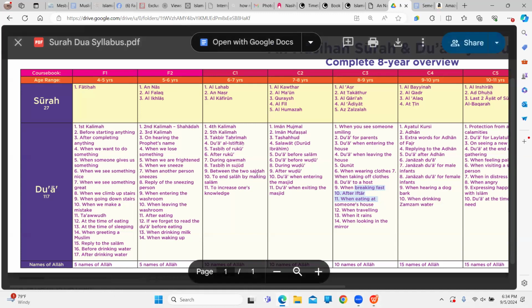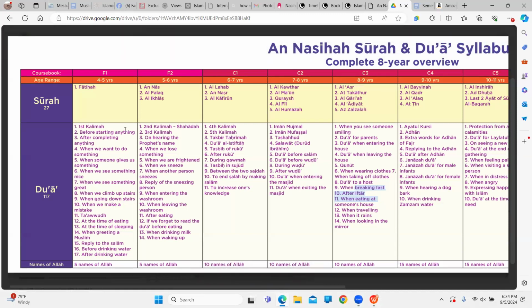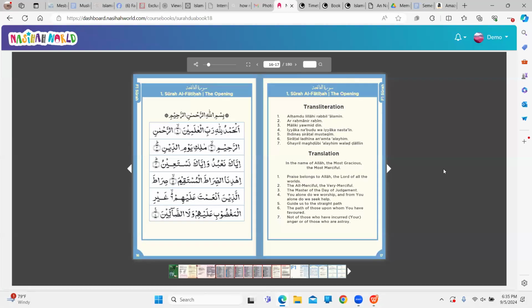So here, let me go back to the book. For example, here's from this book, not from the Quran. The Quran is for reading, tilawa, and qawaid, application. Hifd is from this book. Now let me give you an example. Suppose we have this, right? Here, as you can see, you have Surah Fatiha.